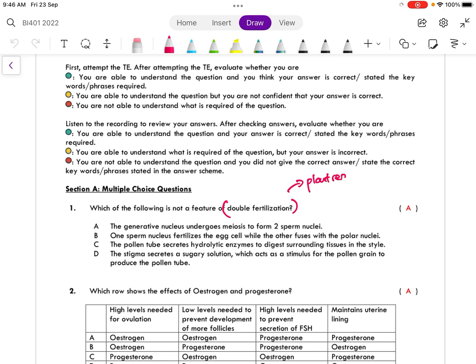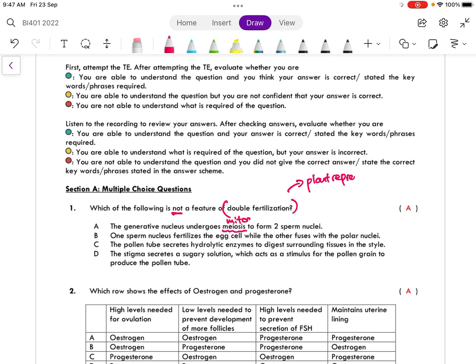And in plant reproduction, one of the key differences compared to human repro is that fertilization takes place twice. So let's look through all the options, which one best describes or does not describe. It says which is not a feature, that means one of them is not a feature and three are. Number one, generative nucleus undergoes meiosis to form two sperm nuclei. This is not true. Well, it seems like it's true. Actually, the area that's wrong is this statement over here.